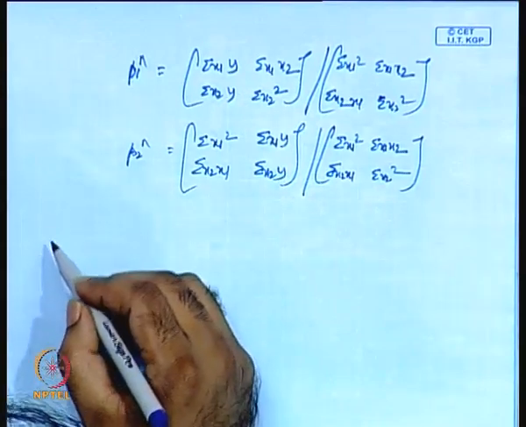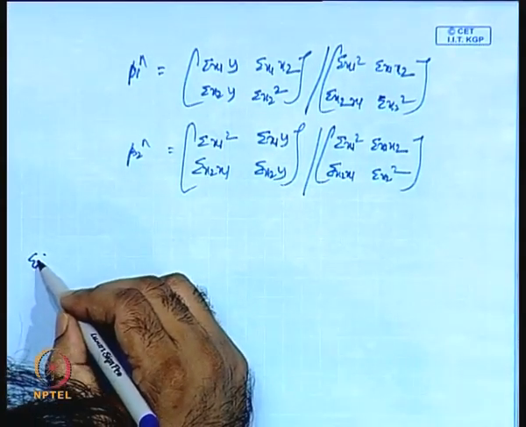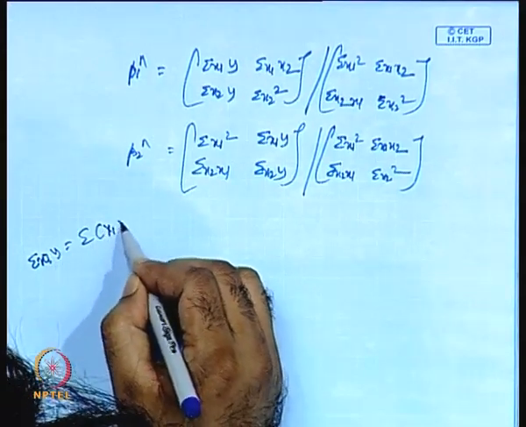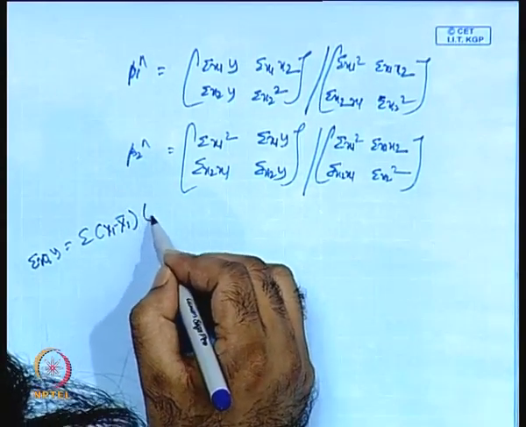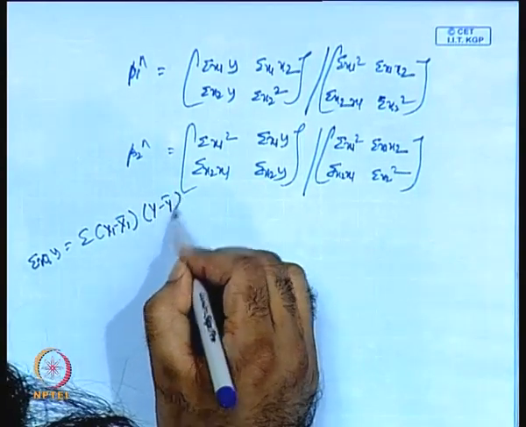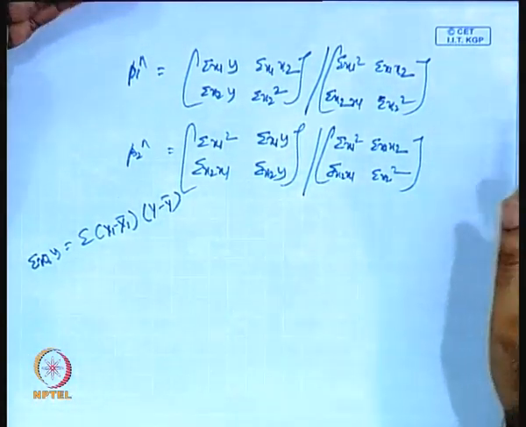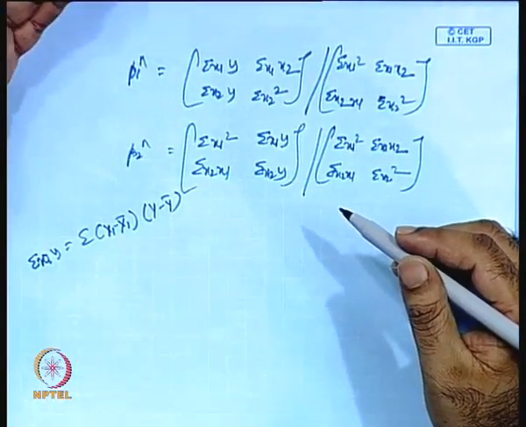Here, in the notes you have to write like this: summation x1 y is equal to summation of x1 minus x1 bar into y minus y bar. This is how you get summation x1 y, or you can apply the deviation formula directly.